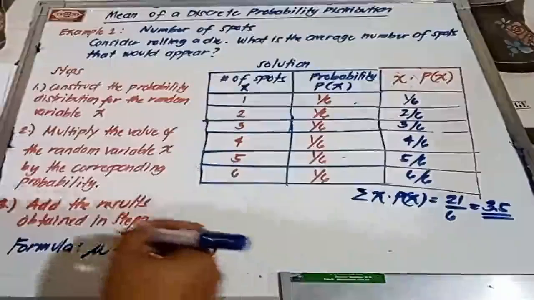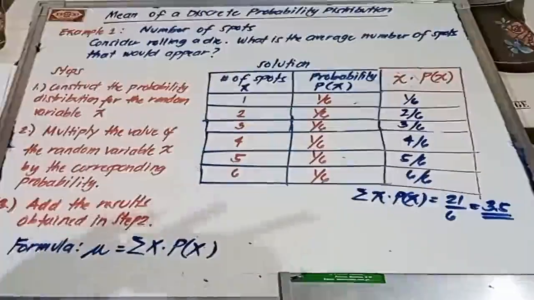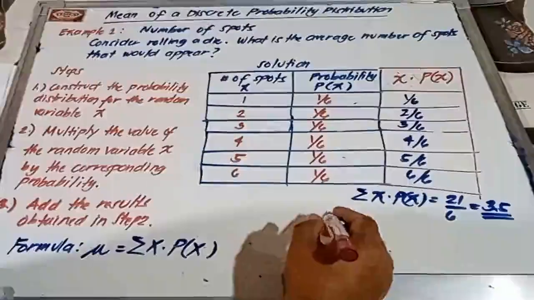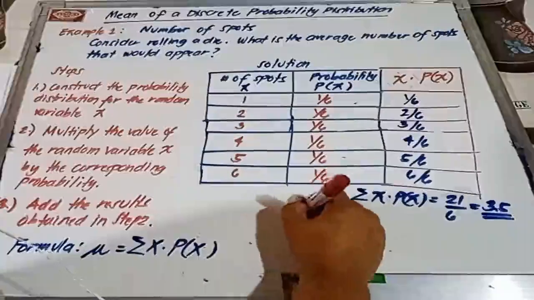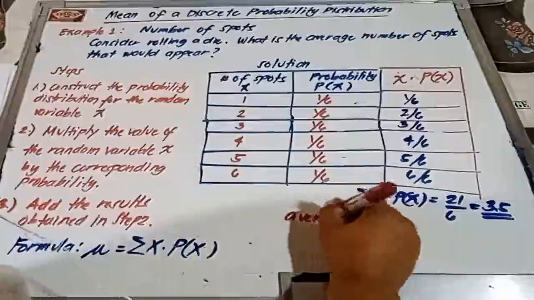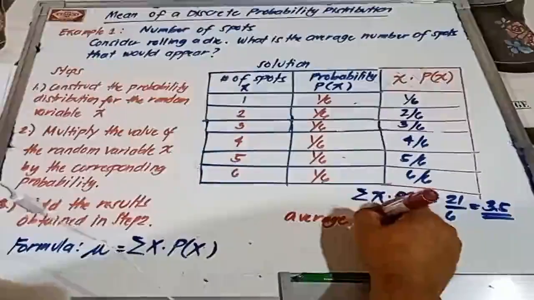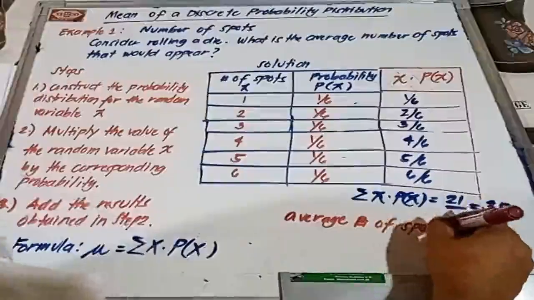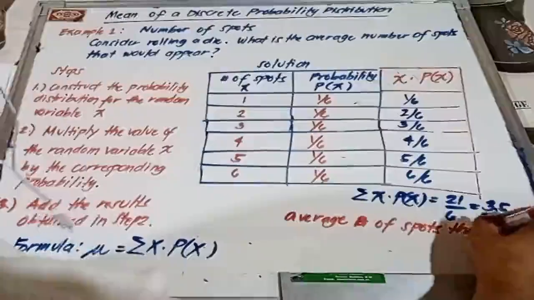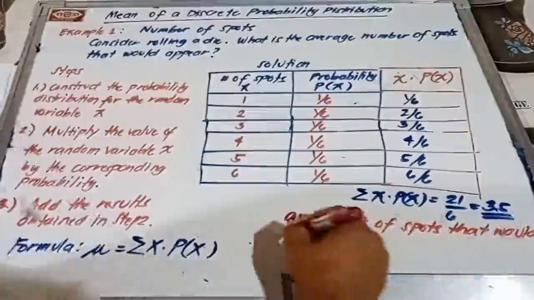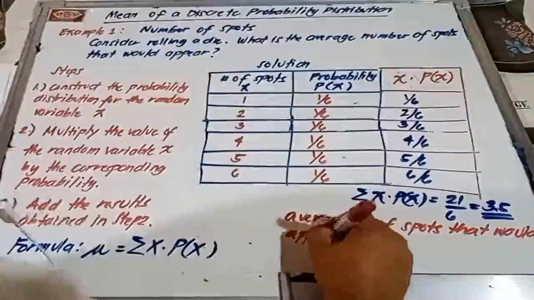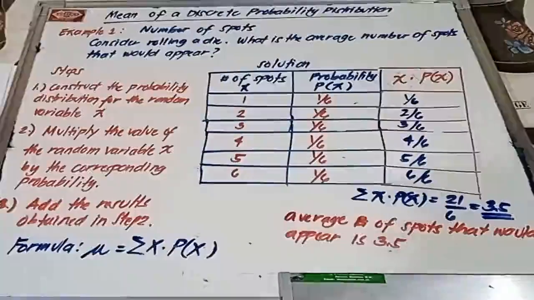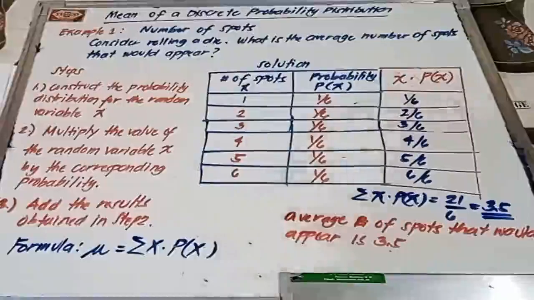Anong ibig sabihin ng average na yan? Yan yung average that the number of spots would appear is 3.5. Ito yung average number of spots that would appear is 3.5. So ano pang broader explanation for that value?